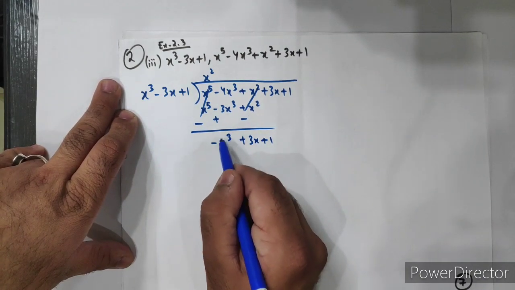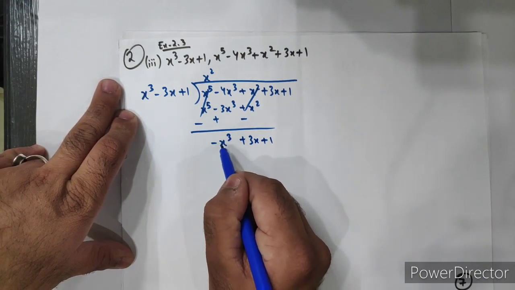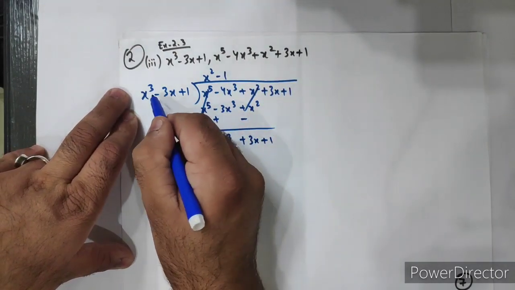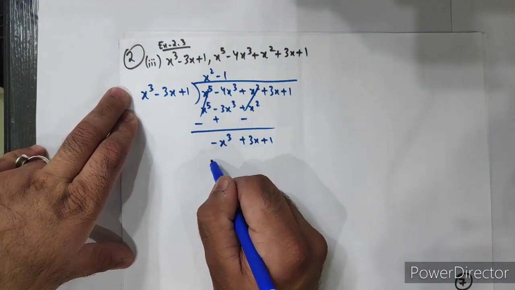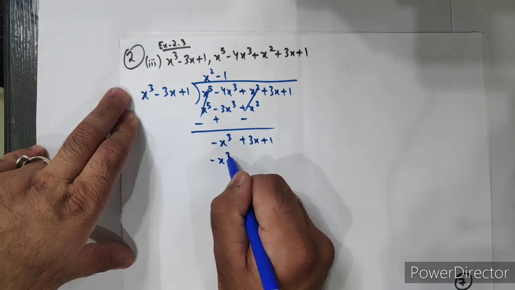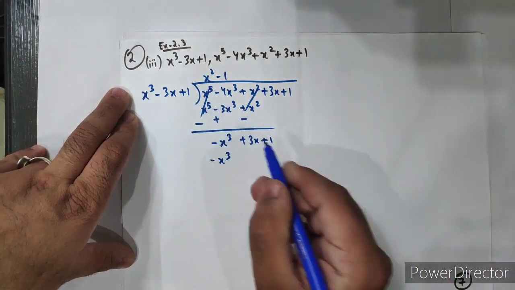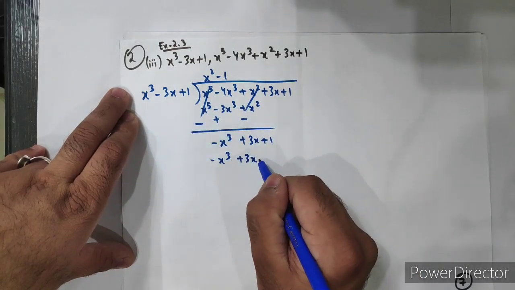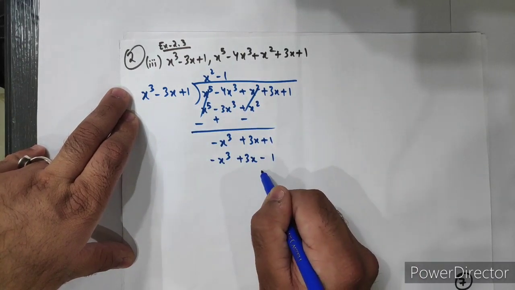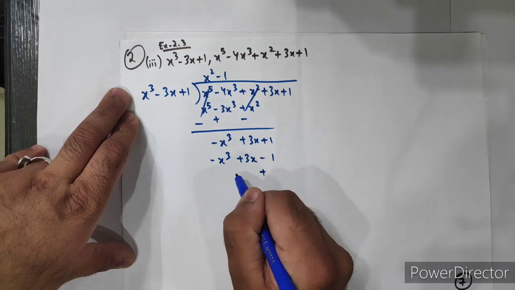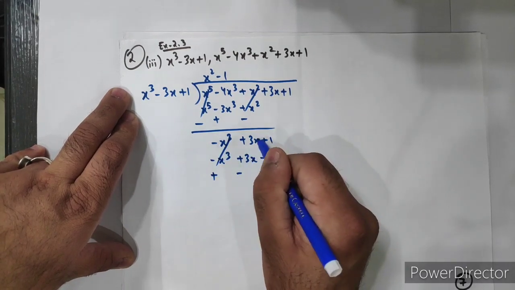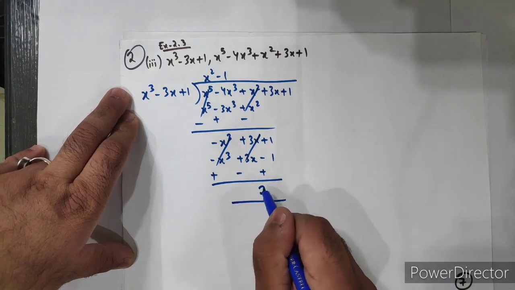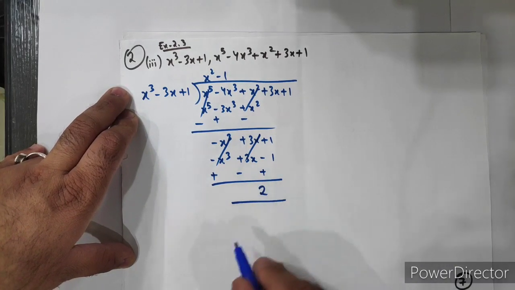We will multiply x cube. In order to get x cube here, we will multiply this by minus 1. So we are going to multiply this by minus 1. So we are going to get the terms as minus x cube. Next term will be plus 3x. So we'll get plus 3x here, and then again your minus 1. So if you change sign once again, you will get plus minus plus. This will cancel, and now the remainder is coming out to be 2. So you can see that the remainder is not coming out to be 0.